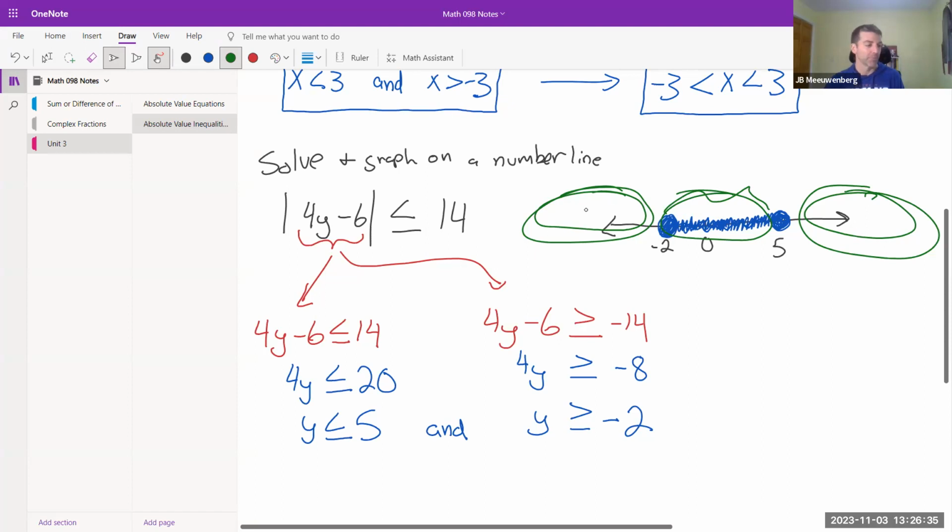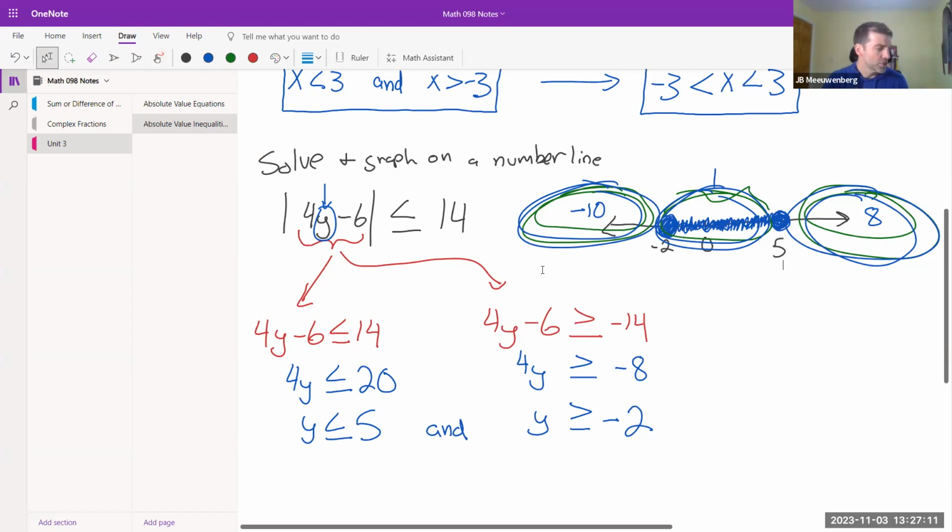So pick 3 random numbers. Let's say you could pick, I don't know, negative 10 and 1 and 8, right? Those are numbers that fit into these 3 sections. Take those 3 numbers, substitute them into this big statement that we started with, in for your y, work the problem out 3 times. Negative 10 should give you a false statement, 1 should give you a true statement, and 8 should give you a false statement. That's just a way to check, right? To make sure that you've done it properly.